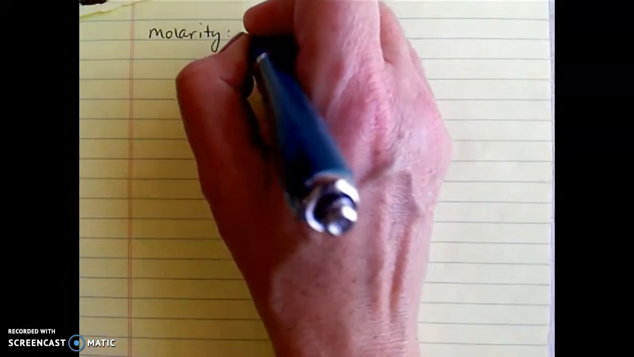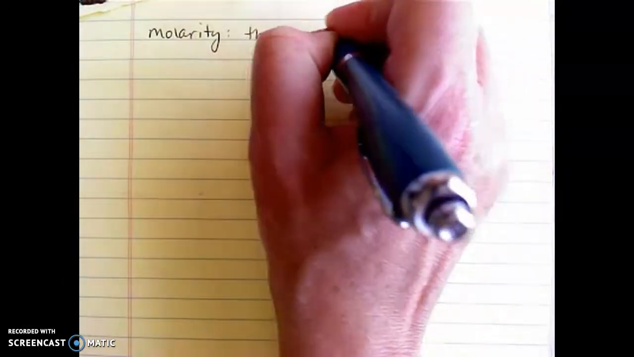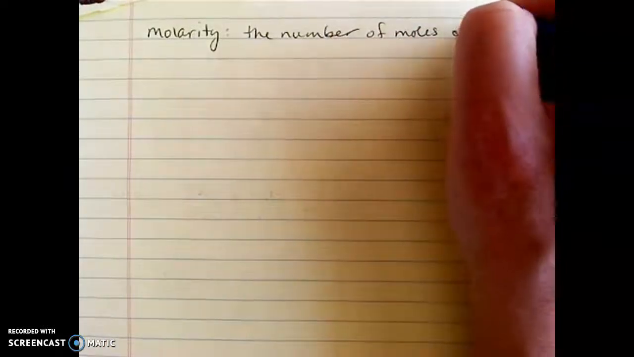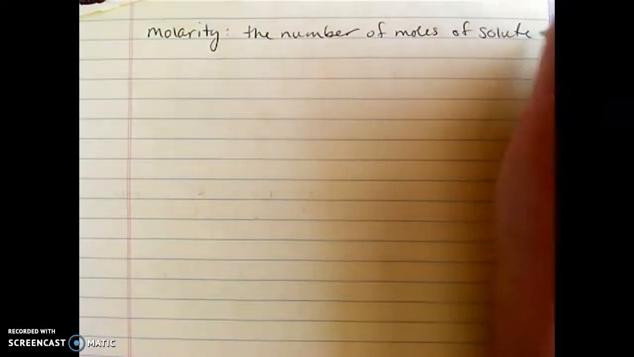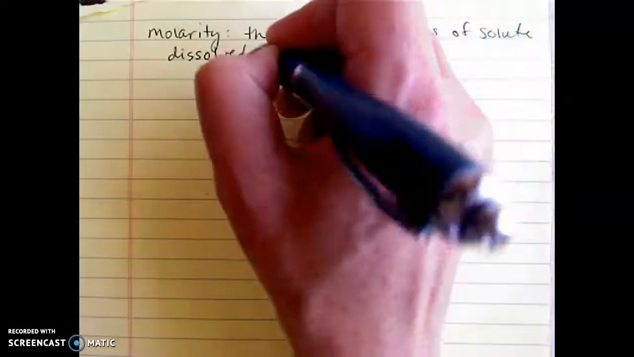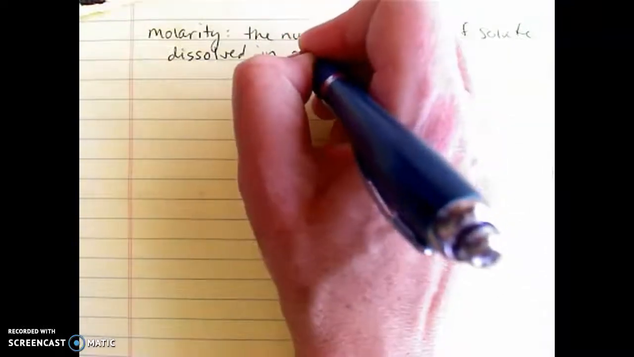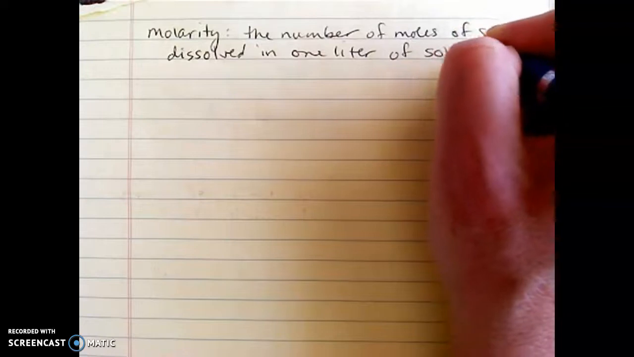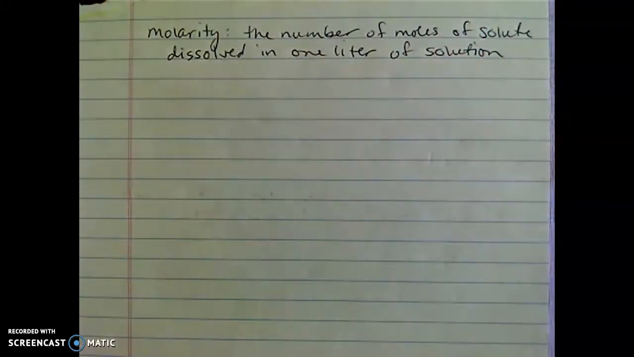So we use molarity. Molarity is defined as the number of moles of solute dissolved in 1 liter of solution. And again, that's the total amount of solution.